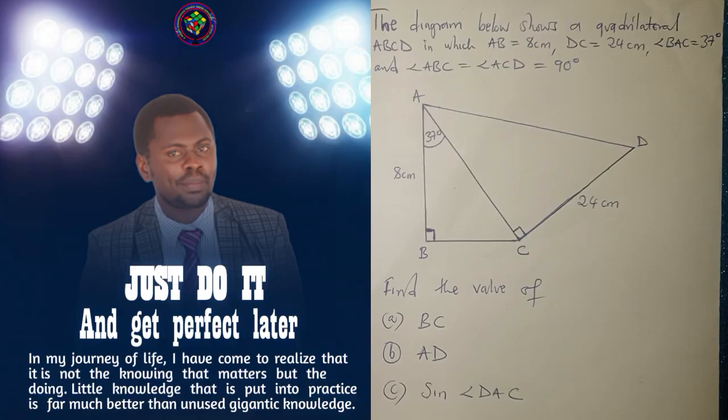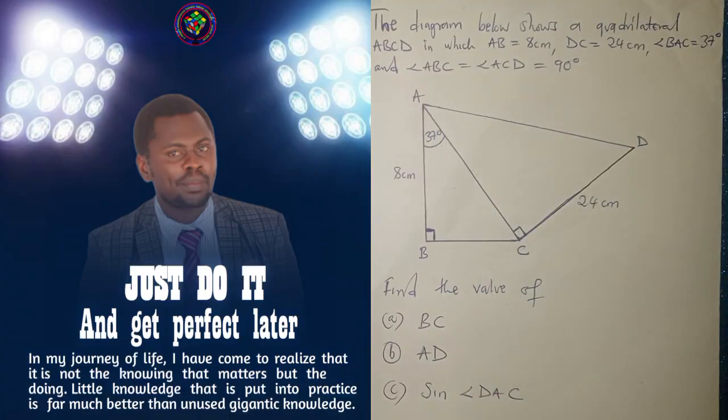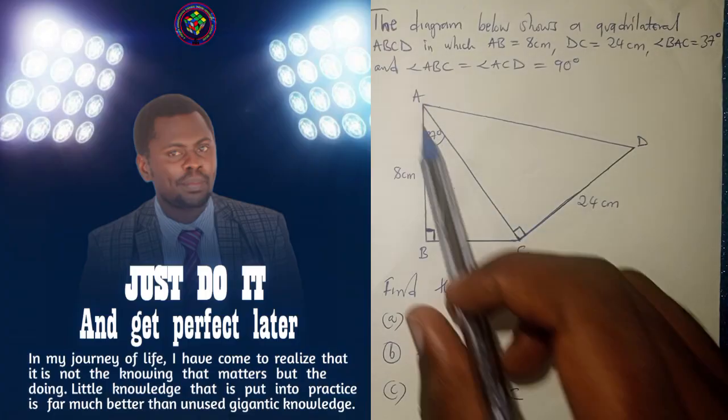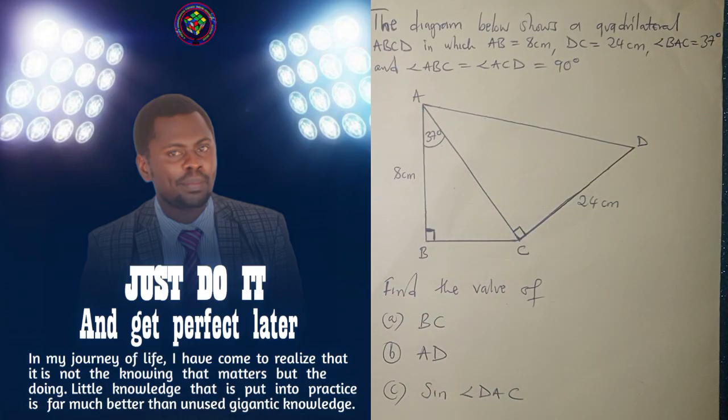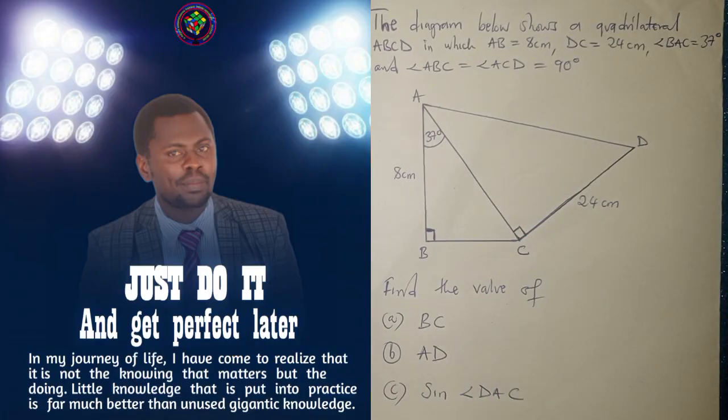So what we can do, we can try to find this side AC. If you have two sides of a right angle triangle, then the other side can be calculated by using Pythagoras theorem. So let us try to calculate the side AC. How are we going to find this side AC?